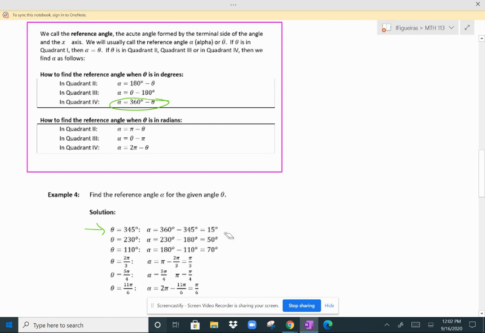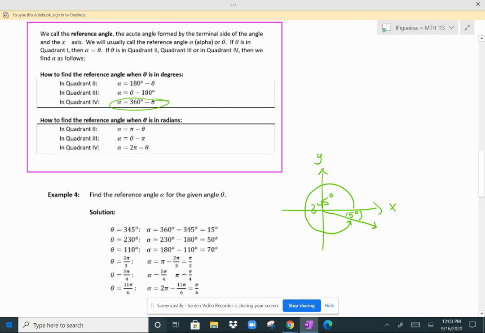So let me just do a quick little visual of what that would look like. So here's my XY plane. When you draw your angle, you start on the positive x-axis and you go all the way around. So this entire measurement is 345 degrees. And what we're trying to find is the acute angle between the terminal side and the x-axis. So when I found that 15 degrees, that's this piece right here.